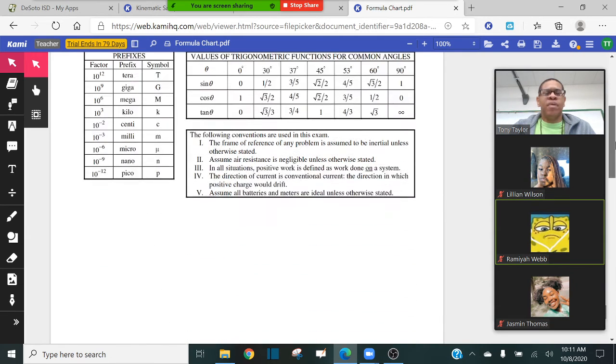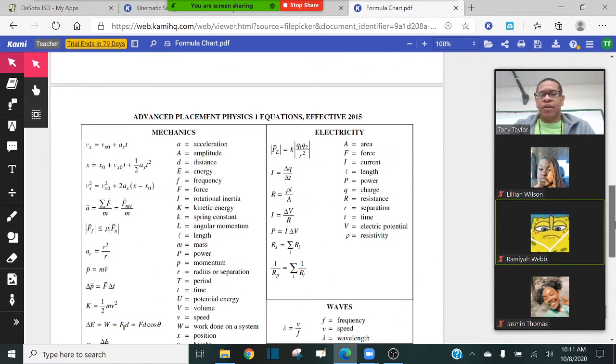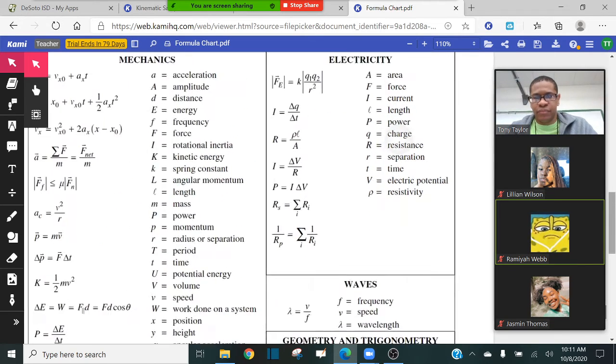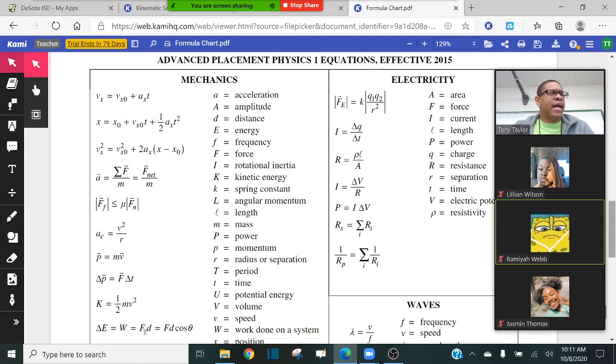Now, if you guys remember, a few weeks ago, I gave you guys this formula chart here. And guys, it turns out this is the exact same formula chart that will be given to you on the AP exam. We're going to work out two problems today that deal with using these first two formulas right here. I'm going to show you guys how to use the formulas.